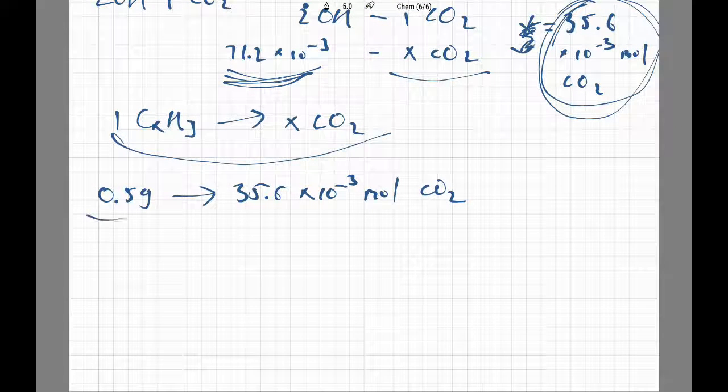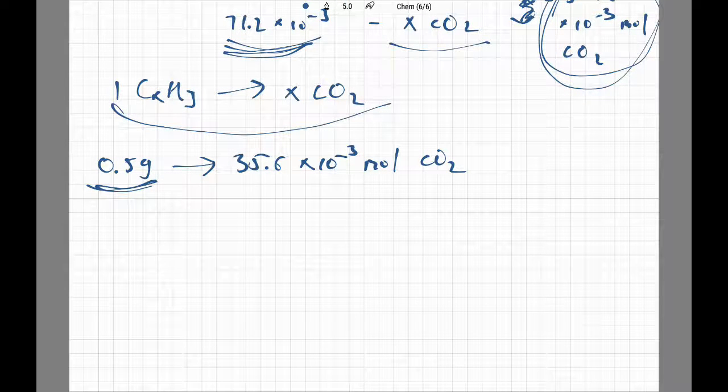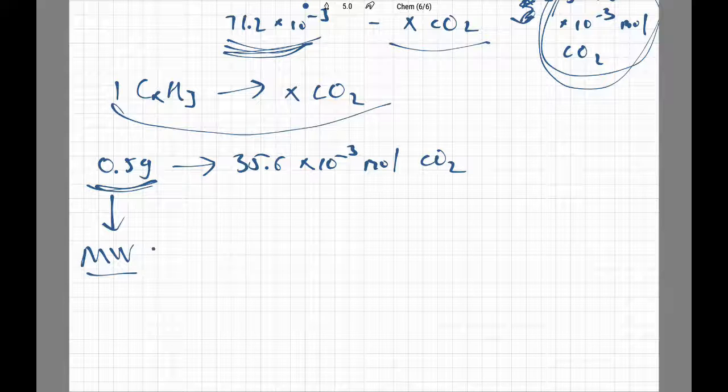Notice how the question switched us to grams. We can't work with grams, so we have to come up with the molar amount. Now we need to convert this to the moles of CxHy. First of all, how would you find the molecular weight of CxHy? Think about it for a second.